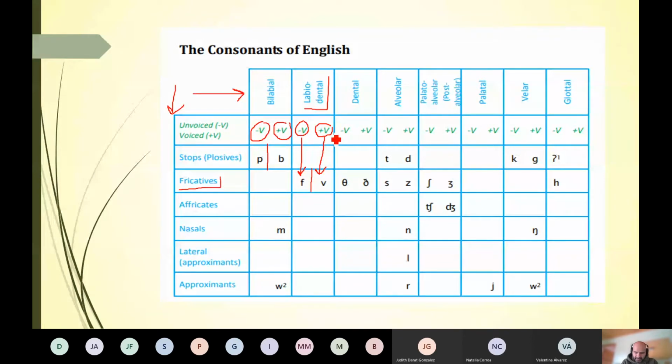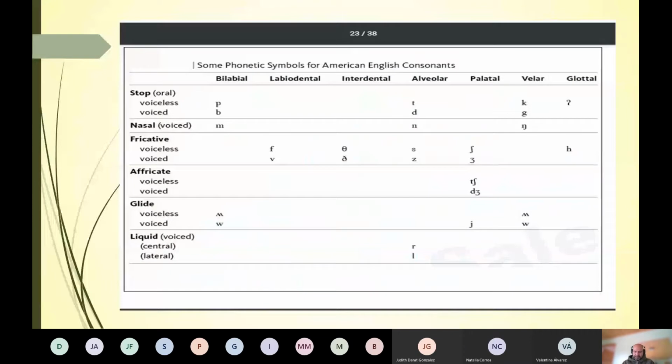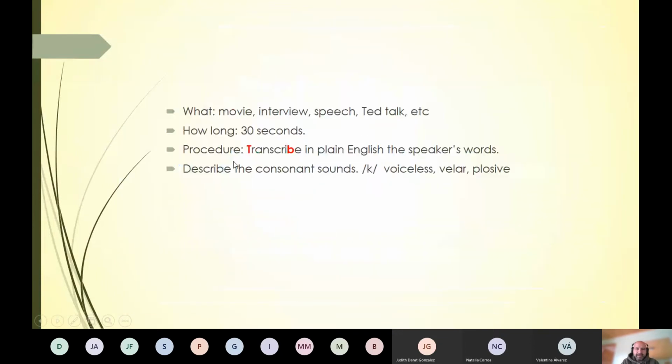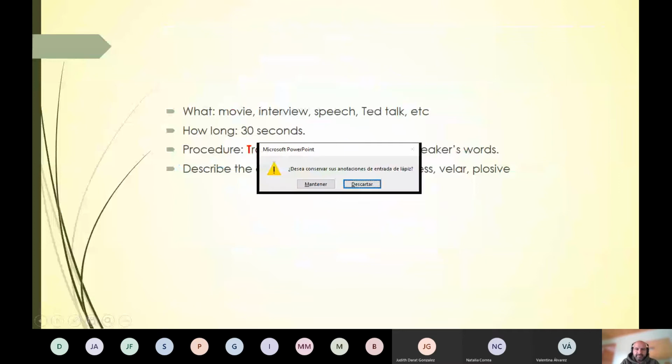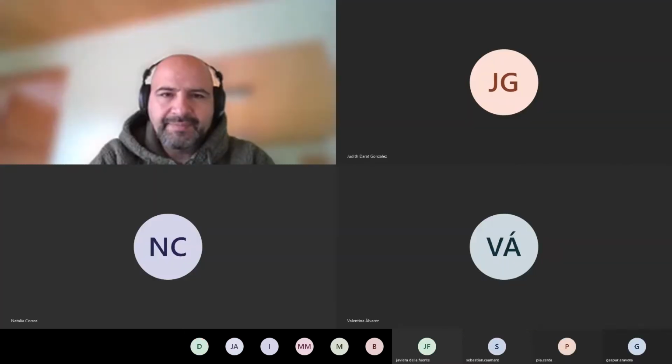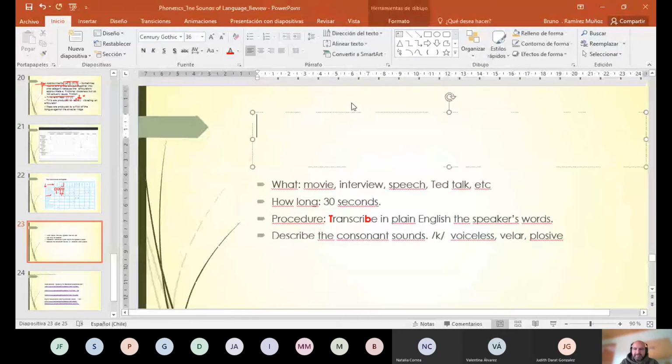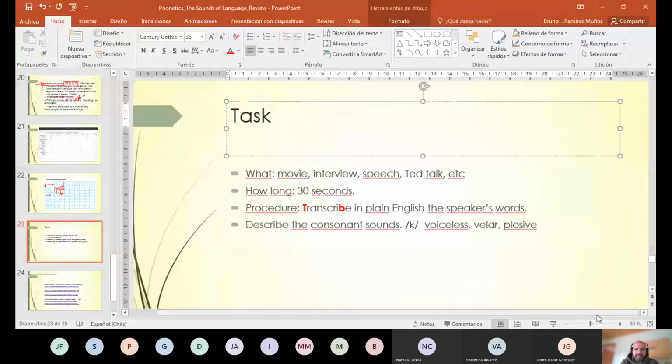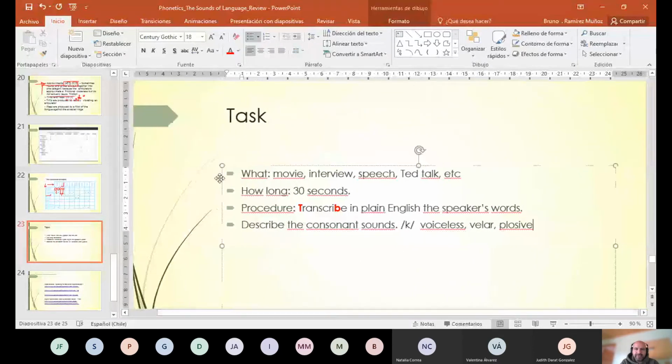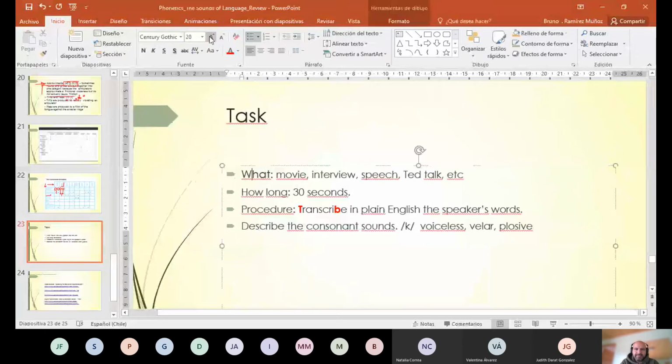Okay, two things. First of all, a task. This task consists of the following. Please let me know if you have any questions meanwhile we are talking about the task, okay? The task consists of the following.